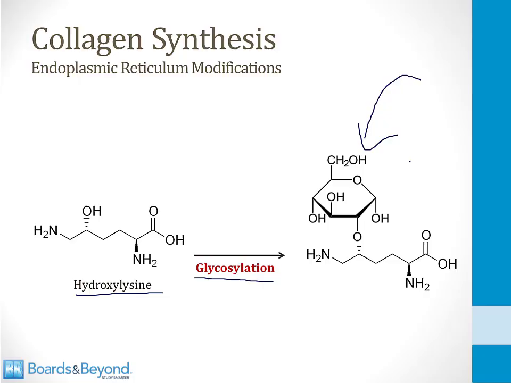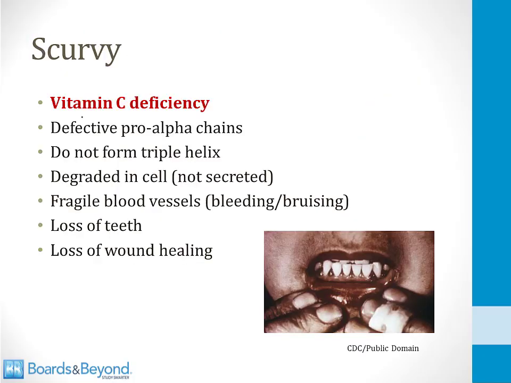Scurvy is the clinical condition that results from vitamin C deficiency. It's caused because of defective formation of pro-alpha chains because there is no vitamin C around to hydroxylate the pro-alpha chains. The alpha chains that are formed will not form a triple helix. They will be degraded in cells and not secreted.